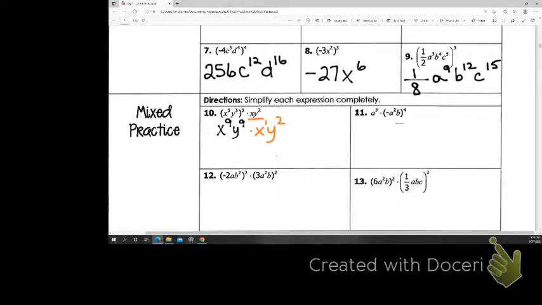And then now, to put those together, now it's a multiplication. So it's product rule. Then add your exponents. So 9 plus 1 and 9 plus 2.